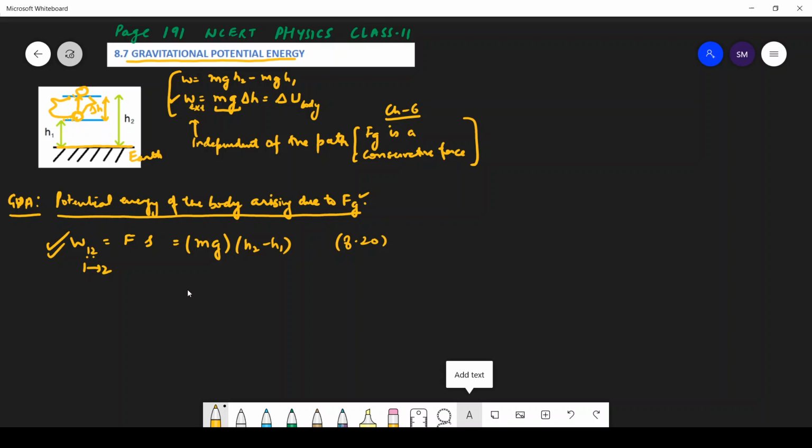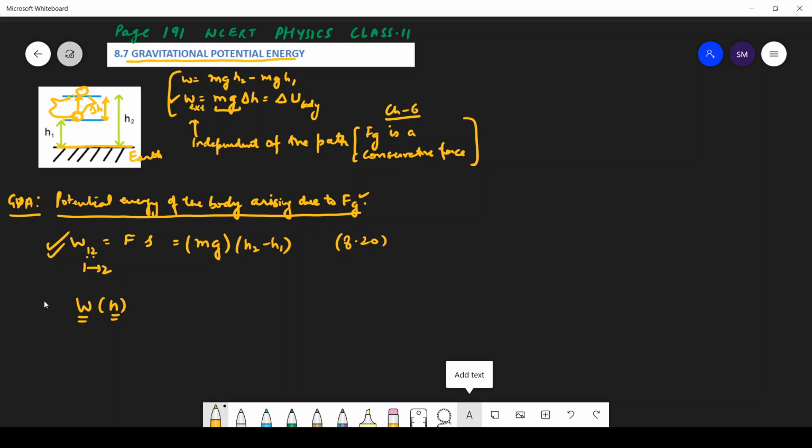Now, if we associate the potential energy W(h), you can clearly see that the work done is a function of h, and this work done is nothing but the potential energy, the change in potential energy of the body.